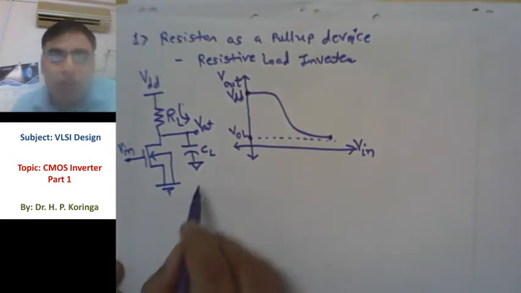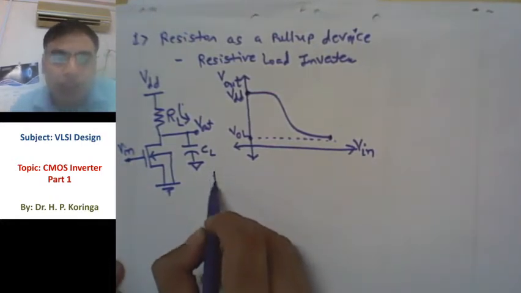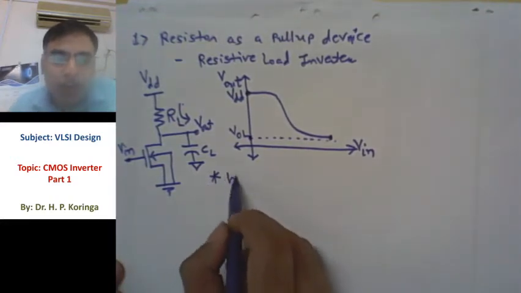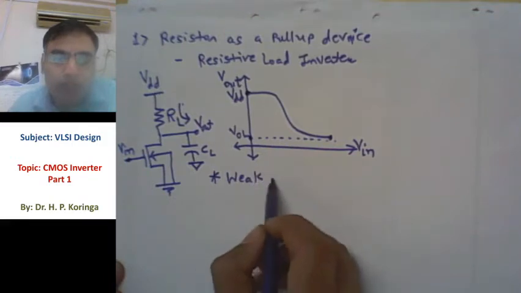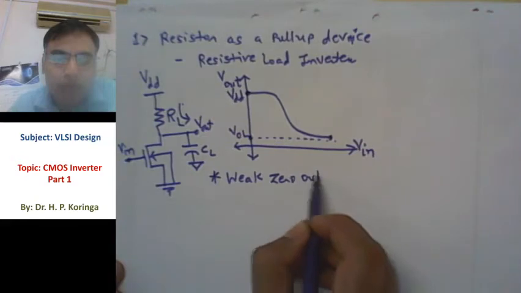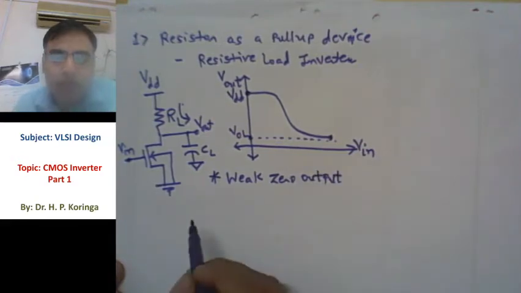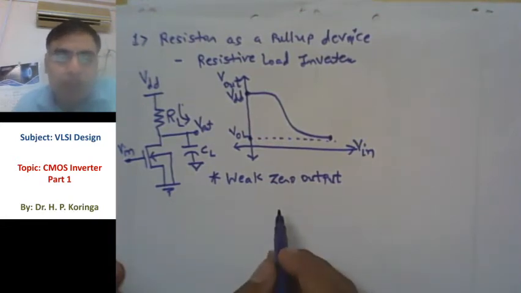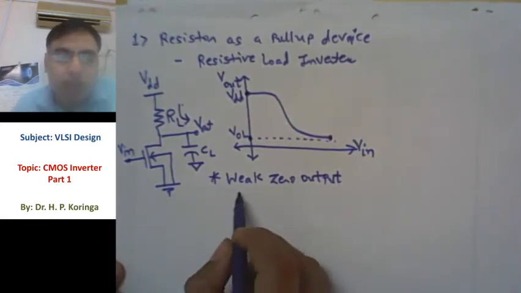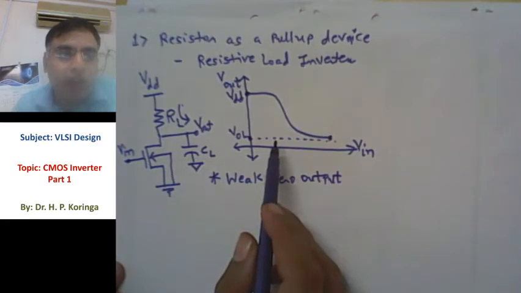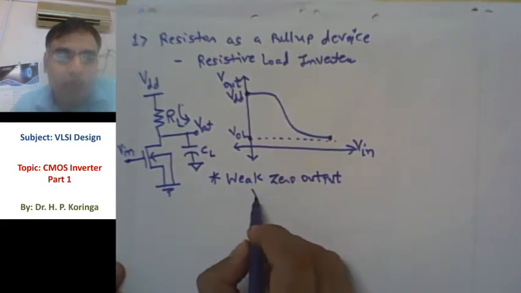So in this resistive load inverter, we can say it has a weak zero output. Weak zero output means the output logic 0 is not a 0 voltage. The output logic 0 has some voltage V_OL, which is greater than 0.